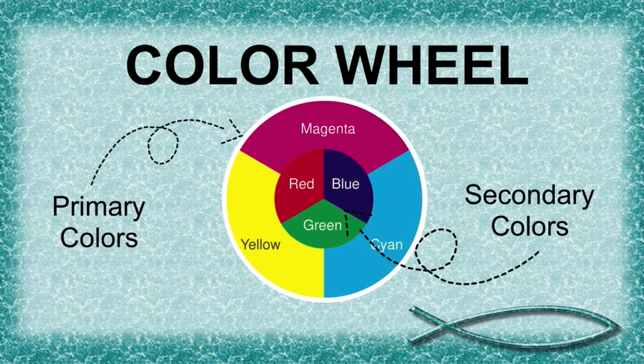So this is the color wheel. The color wheel consists of primary colors and secondary colors. The primary colors are magenta, yellow, and cyan that are found outside, while the secondary colors are red, blue, and green that are found inside that combines adjacent primary colors.